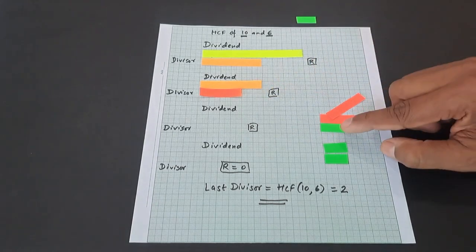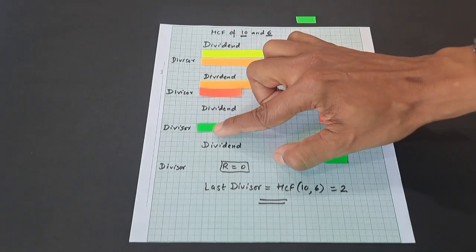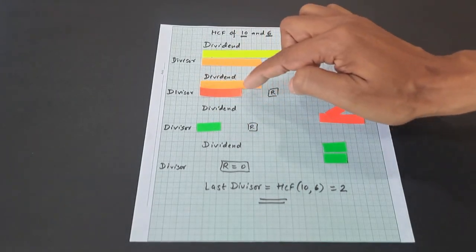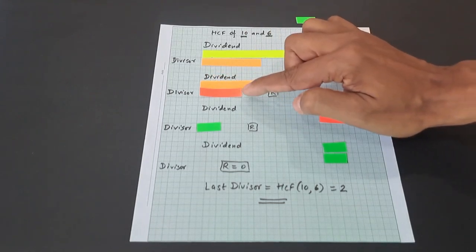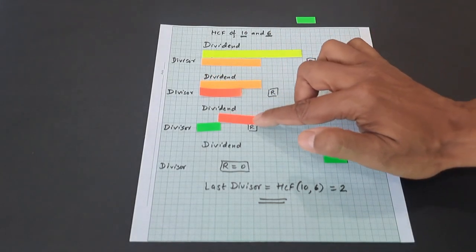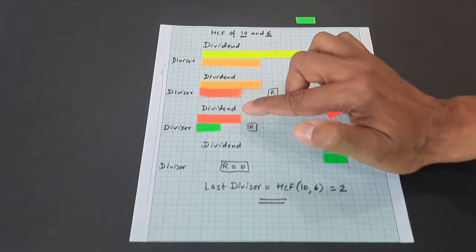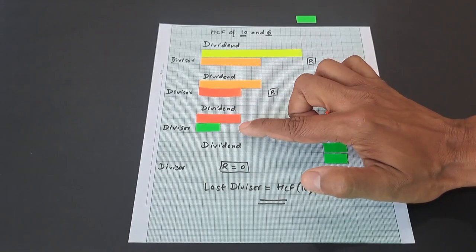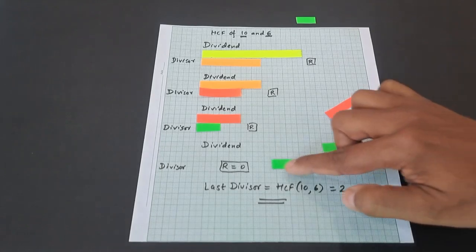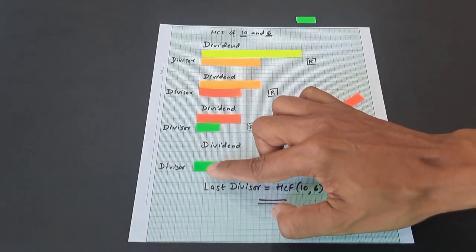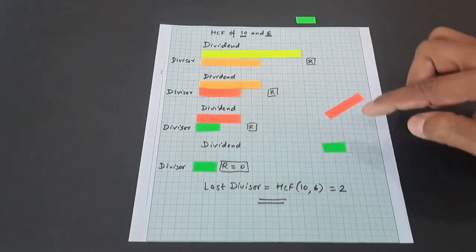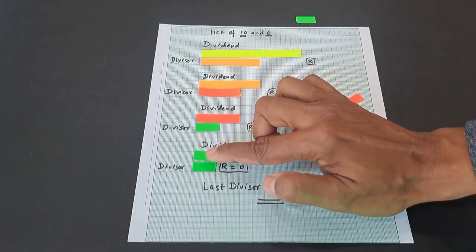So the 2 becomes the new divisor, and what was the divisor here? It was 4, right? So that 4 becomes the new dividend. You can carry on pasting strips like this. You can see here we have the remainder 2 now. So 2 becomes the new divisor and the divisor here was 2. So that becomes the dividend.